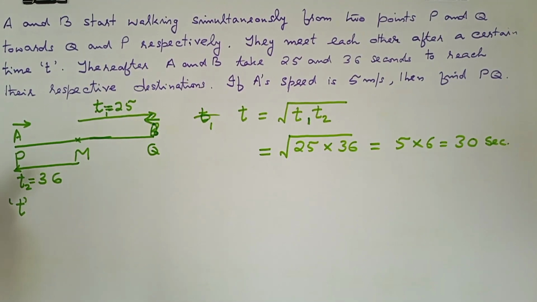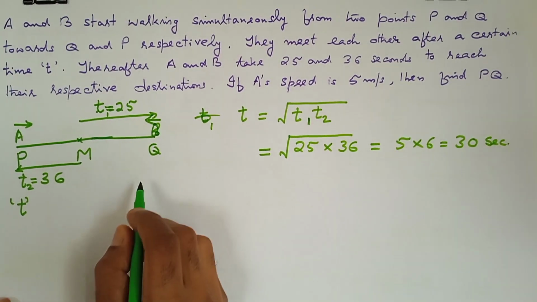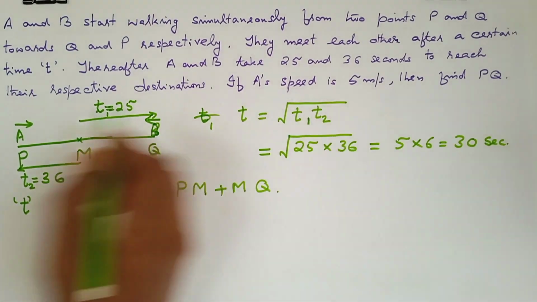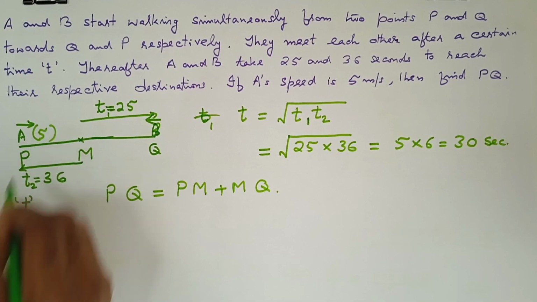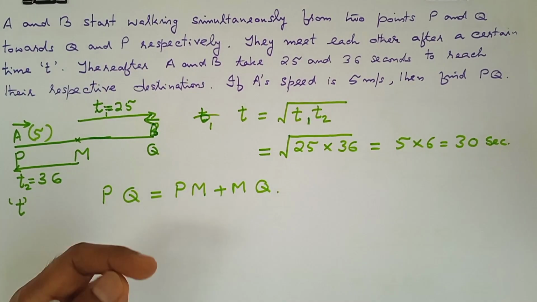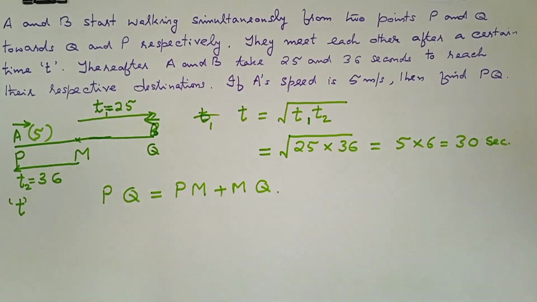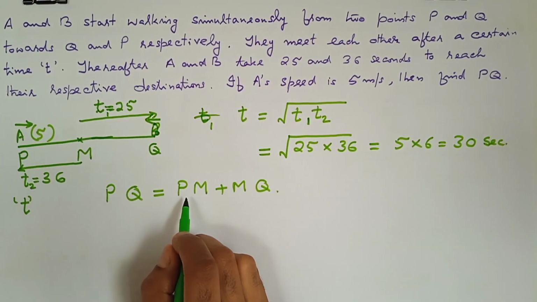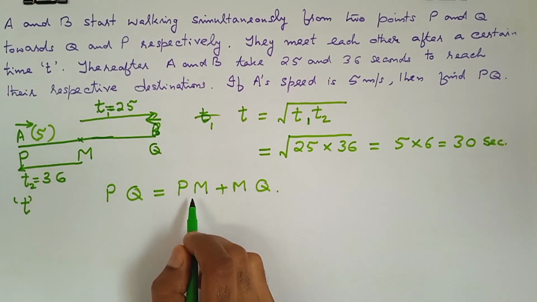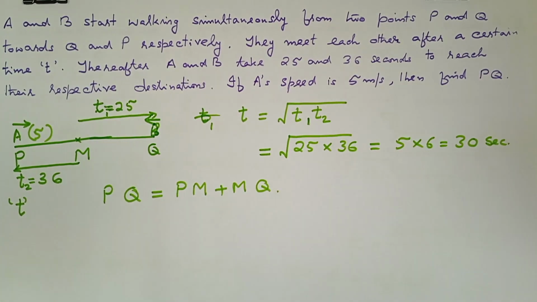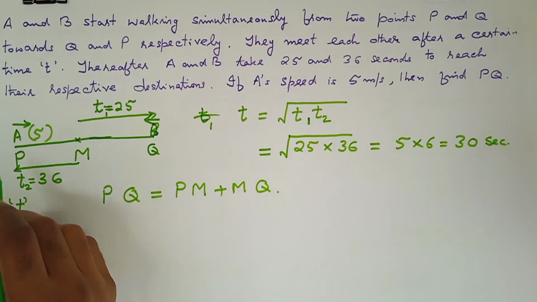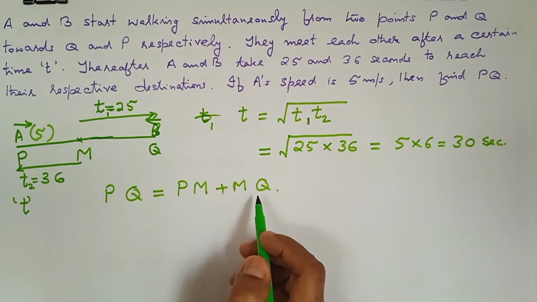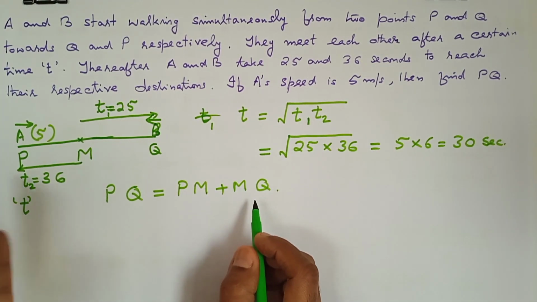The question is about finding the length of PQ. PQ we can write as PM plus MQ. Speed of A is given in the problem as 5 meters per second. But what about the speed of the other one, B? We don't know. So what I would like to do is find both PM and MQ as distances covered by A. We won't bring B into the picture because we don't know its speed, whereas the speed of A is given. So let's work out PM and MQ as distances covered by A.